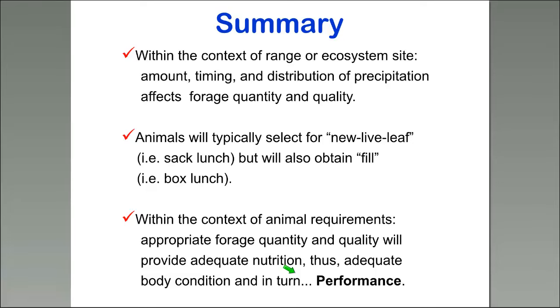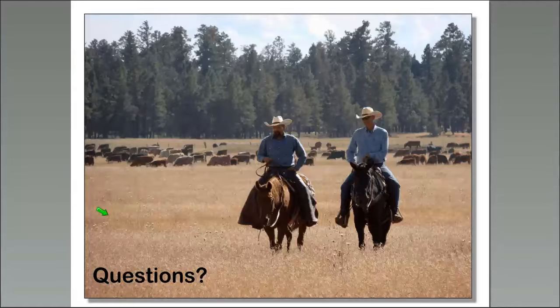And then when we're thinking about our animal requirements, if we've got appropriate forage quantity and quality, that's going to provide adequate nutrition. Adequate nutrition is going to be manifest in body condition, one of the ways that we can monitor our nutrition. And that then is what's going to give us our economic and or ecologically sustainable level of production.